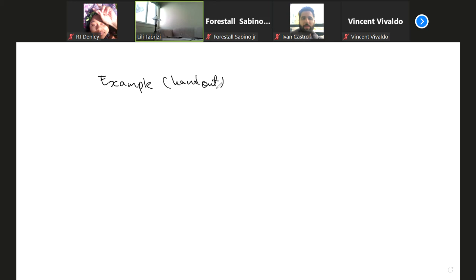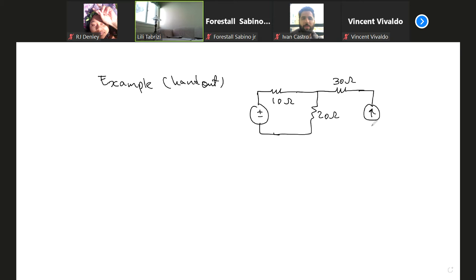Let's assume the following circuit is given: 20 ohm, 30 ohm, and then I have a current source, 2 amp, with plus or minus V. The question is to find V.